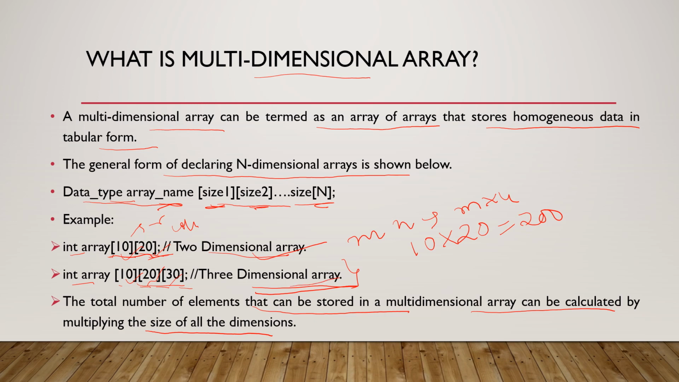And for a three-dimensional array, we can consider 10 into 20 into 30. That is 6,000 elements, the maximum number of elements that we can consider for three-dimensional arrays.